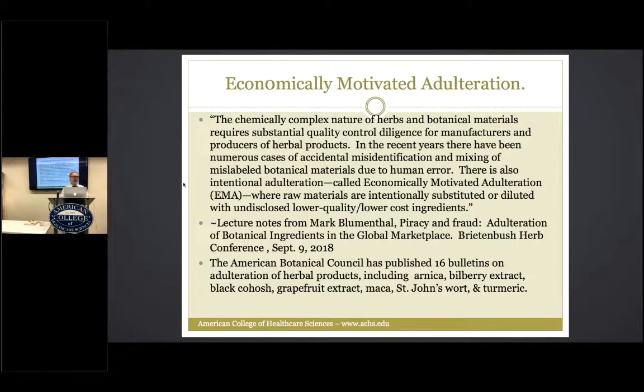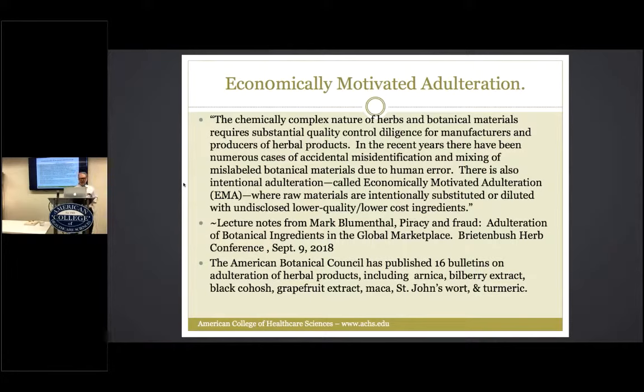And the American Botanical Council has been tracking this, and they're publishing on their website. So far, they've published 16 bulletins on the adulteration of usually supplements. And they include products like arnica, bilberry extracts, black cohosh, grapefruit extract. Grapefruit extract has sometimes actually been industrial disinfectants that are sold as grapefruit extract, and those can be toxic. So people have been caught doing this. Doesn't mean every grapefruit extract is something from an industrial source, but it can be.